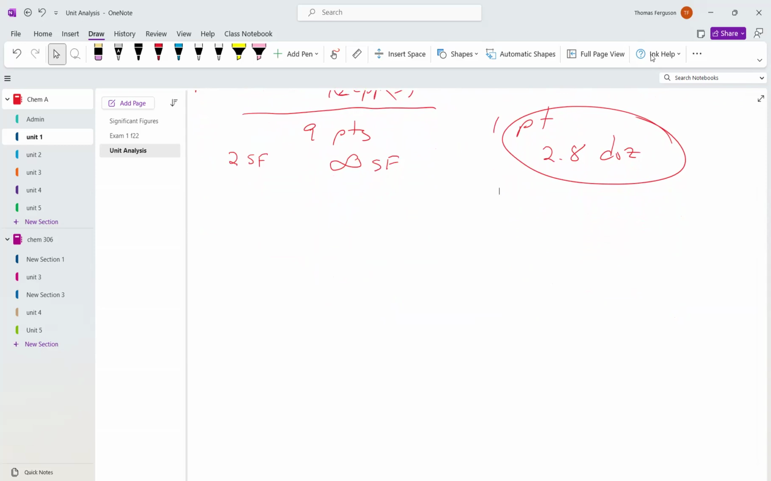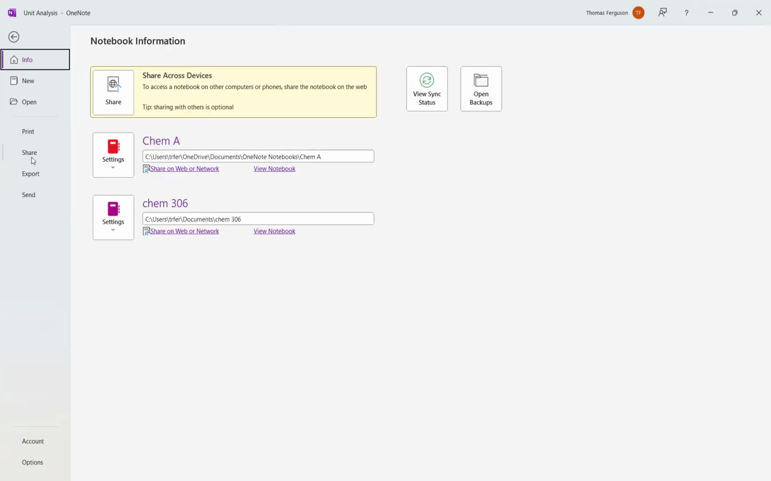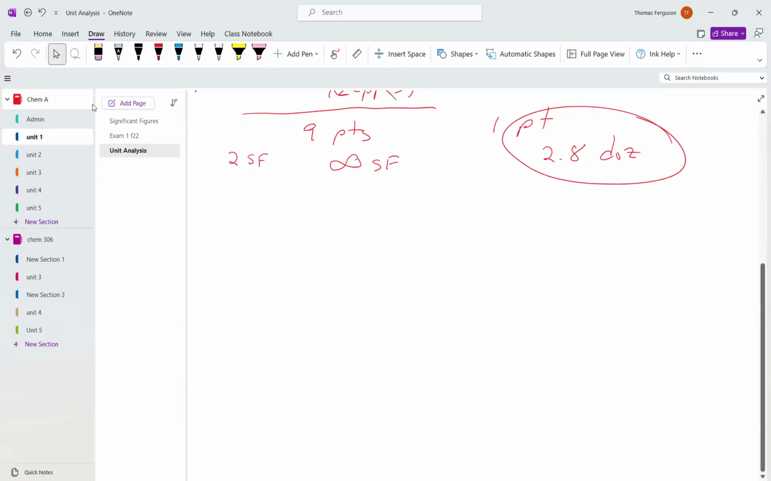Let's see here. I'm looking for how to set up a default font. I don't see it. Oh well. Okay.